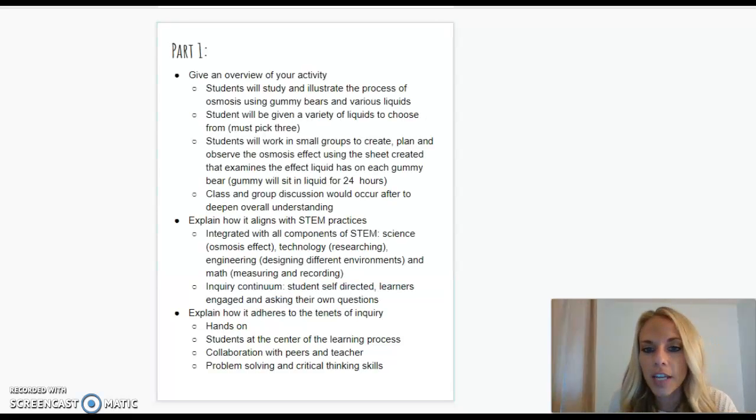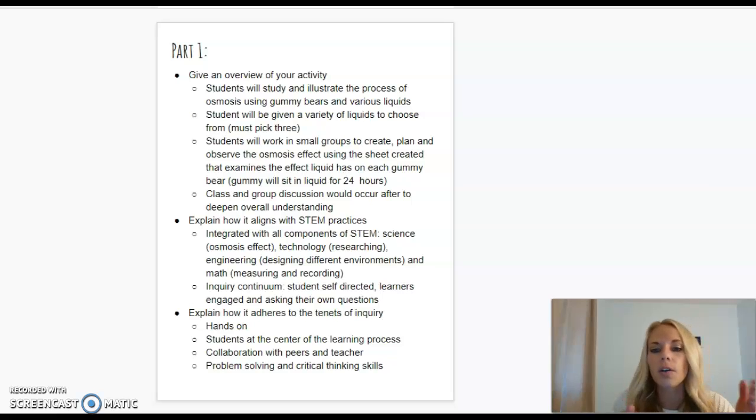So just an overview of the activities, students are going to study and illustrate the process of osmosis using gummy bears and various liquids. The students would actually get to pick what liquids they wanted to use, so they could pick regular tap water, vinegar, salt water, water with baking soda in it, Coca-Cola, whatever they would like. They would have to pick three, and then students would work in small groups to create, plan, and observe the osmosis effect using the sheet that I created in a couple slides, and they would examine the effect that the liquid had on the gummy bears.